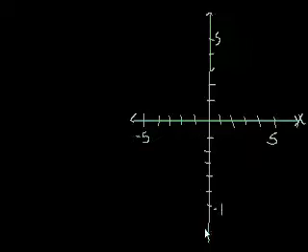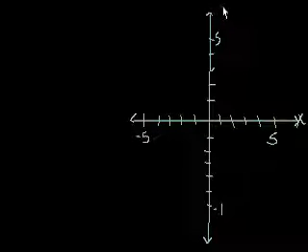Let me draw this function. So this is 1, 2, 3, 4, 5. This is negative 5. This is 5. This is 5. This is negative 5. And this is the x-axis. And we'll call this the f of x-axis.